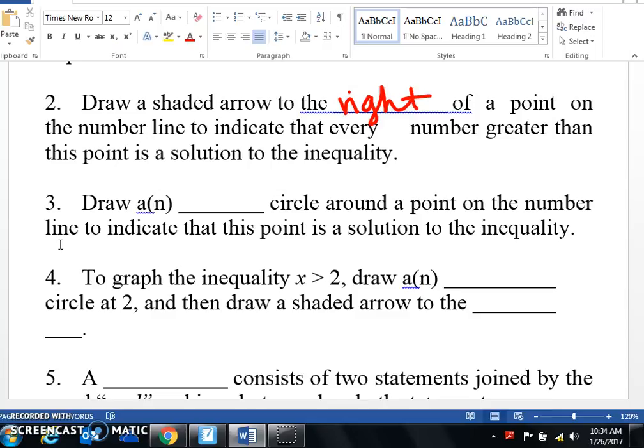Draw a what kind of circle around a point on the number line to indicate that the point is a solution to the inequality? We need a closed one, guys. Remember, because that means it's definitely a solution, versus the open is like, oh, maybe kind of, not really. To graph the inequality x is greater than 2, you draw an open circle and then draw a shaded arrow to the right. Remember, follow the yellow brick road as long as that variable is on the left. Okay.